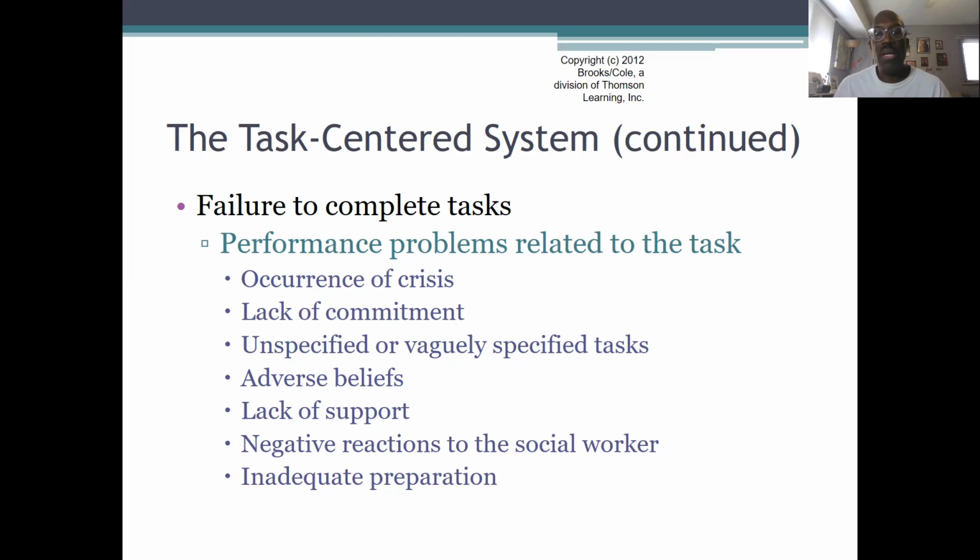So we need to also, as practitioners, really start to think about performance problems that are related to the task. So, was there a crisis at this particular time? Are they prepared enough? Is there a lack of support for that piece? Is there a lack of commitment? Were you clear enough in terms of the specificity of what you wanted people to do in that task? Because sometimes if it's vague, it could go awry. So when tasks don't work, it doesn't mean that the particular system that we have chosen is a bad system. It means that we maybe need to do some further work, some problem solving, to understand what is driving that particular outcome.